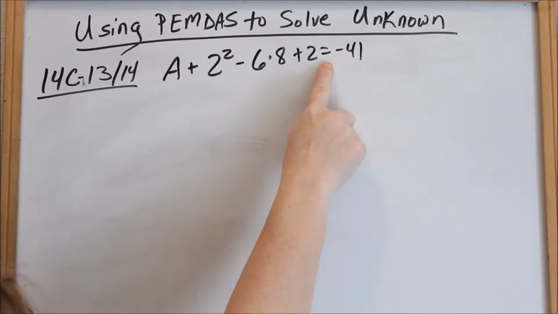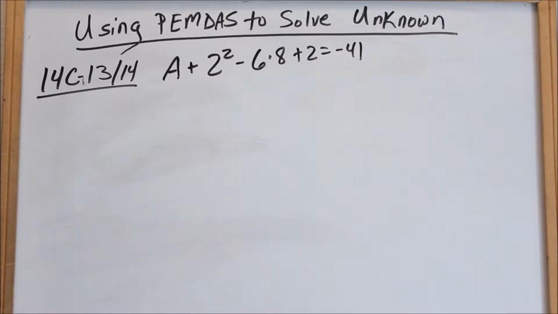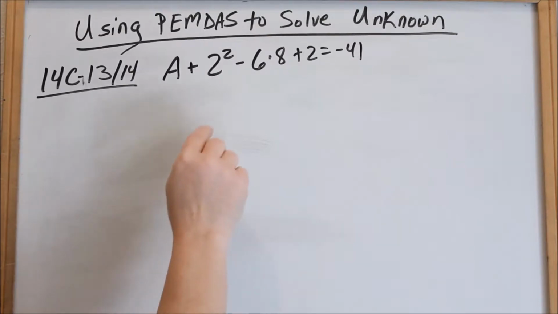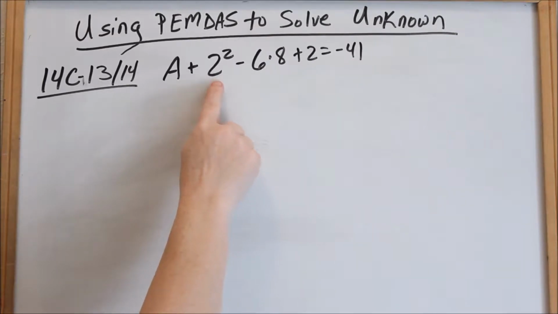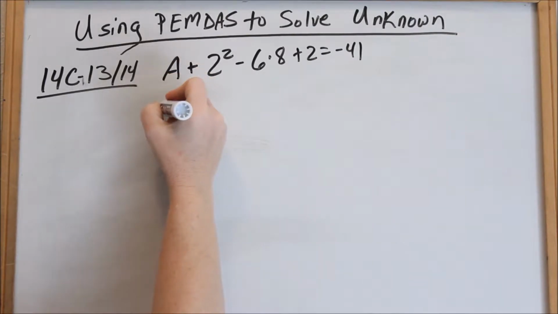So you're always going to have an equal sign in an equation when you're solving for the unknown, because our goal is still to get letters on one side, numbers on the other side. But now we use PEMDAS to combine everything. PEMDAS says, do parentheses, exponents first. There's no parentheses, but there's an exponent. So I'm just going to do that one step at a time.